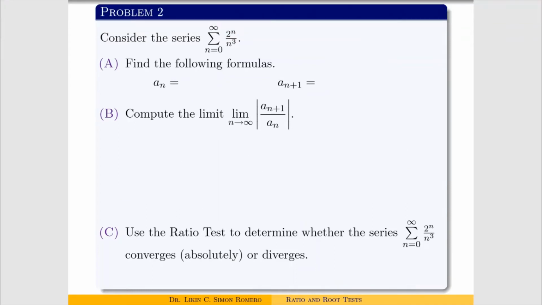For the second problem, we have the sum from n equals 0 to infinity of 2 to the n over n cubed. Once again, we will use the ratio test. This requires us to find formulas for a of n and a of n plus 1. Finding a of n is straightforward once again. This is just 2 to the n over n cubed. And to find a of n plus 1, we replace the n with n plus 1 to get 2 to the n plus 1 over n plus 1 cubed.